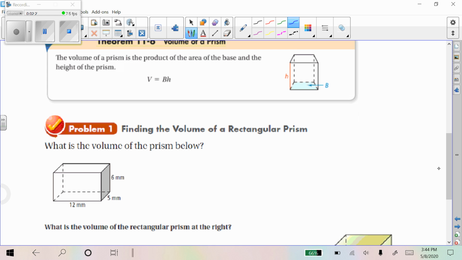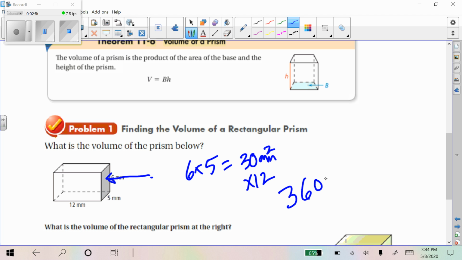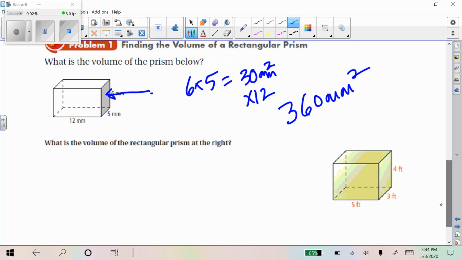I think they want us to use this side over here on this first problem. The base is this 5 by 6 side, so let's do that. 6 times 5 would be the area of the base, 30 square millimeters. And then we just have to multiply that by 12. So we're going to get 360 for that one. All right, you want to try one?